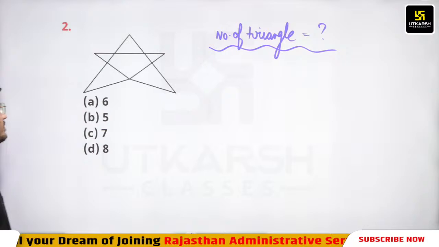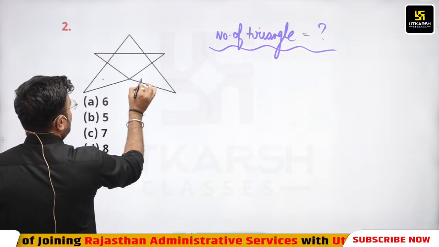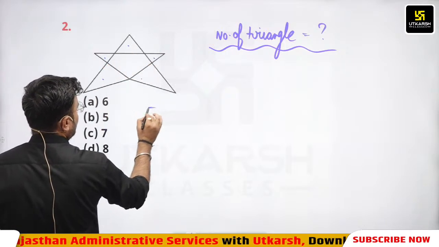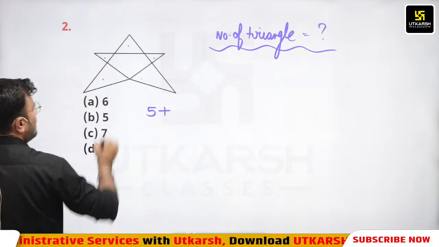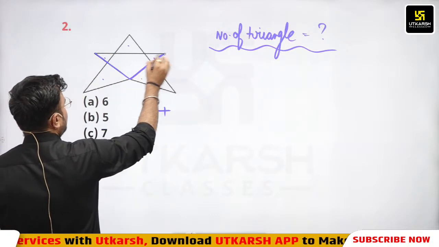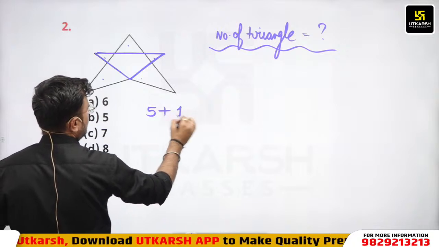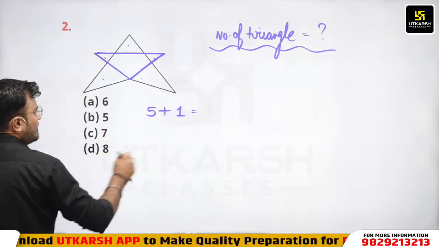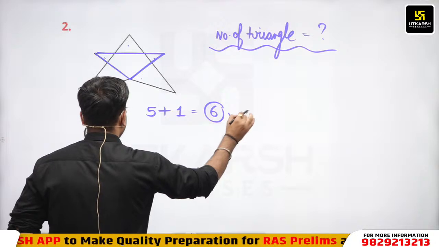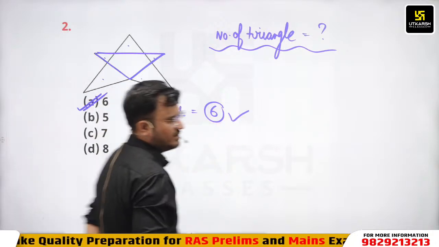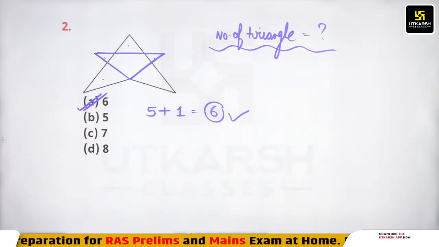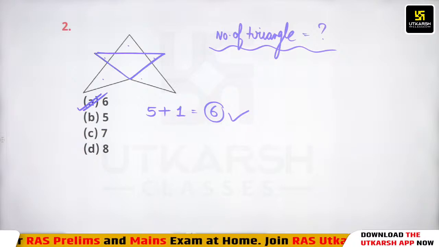Okay, so now you are able to see 1, 2, 3, 4 and 5. Total 5 triangles are there and one more triangle is here. This one is also. No other such triangle is there, so total 6 triangles are there. So 6 is the correct answer. I hope you understood very well.